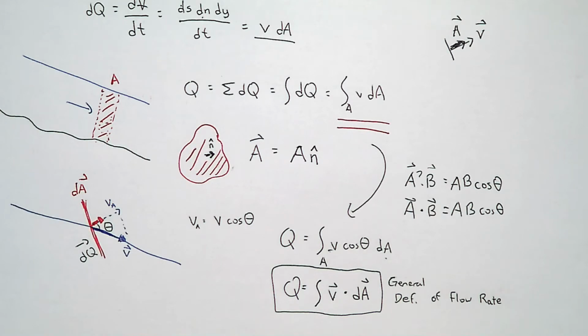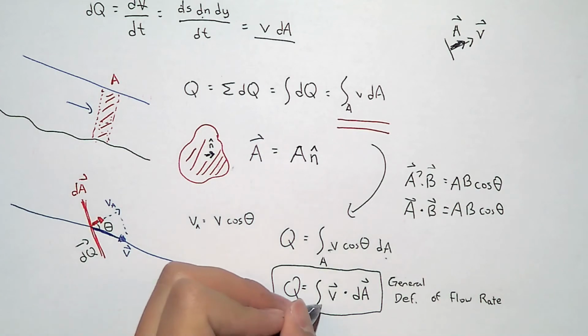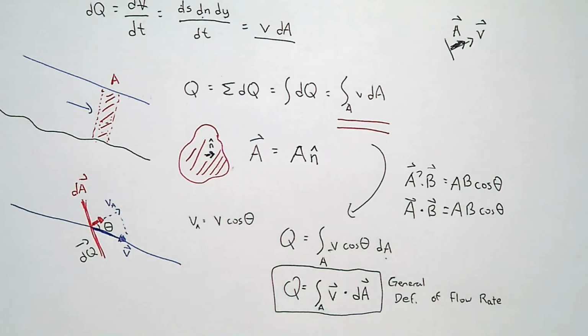So whenever you hear the words flow rate in this class, you're going to think of the integral of v dot dA, and of course, it's evaluated over your control surface. Any questions with flow rate? So when you see flow rate, think volume over time. Or if that's not possible, think v dot dA, integrated, okay?